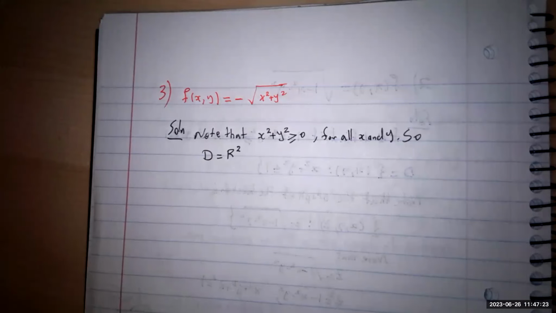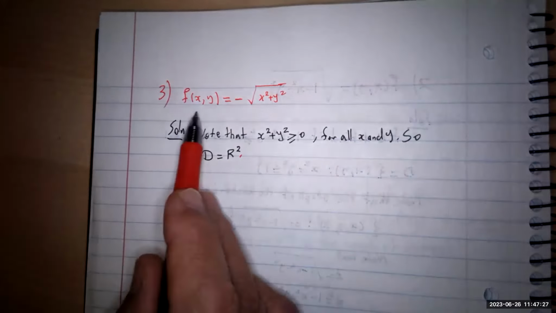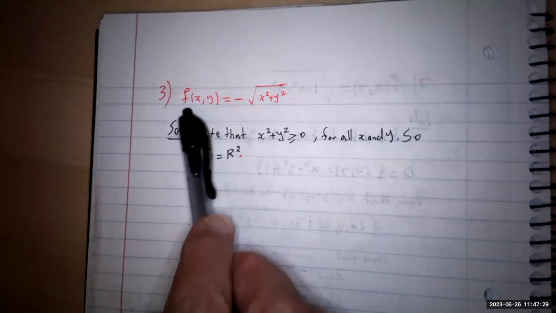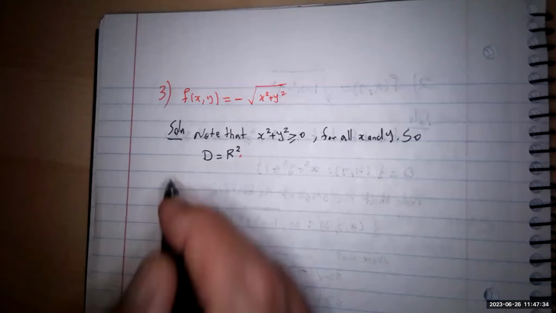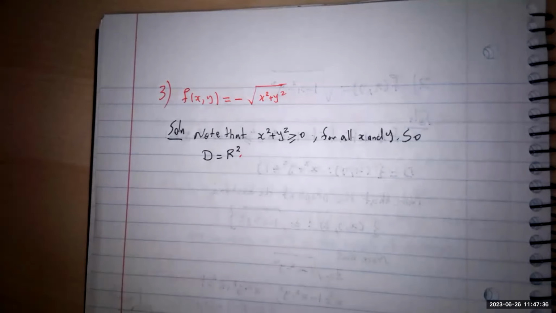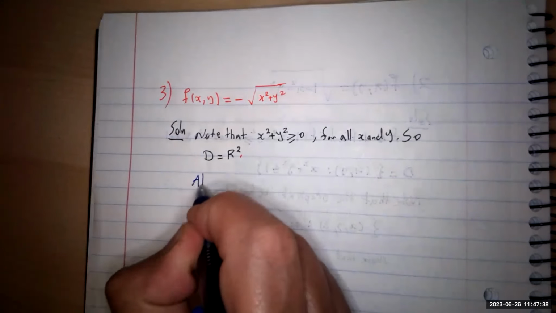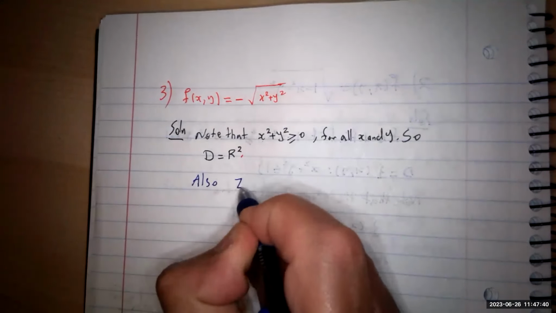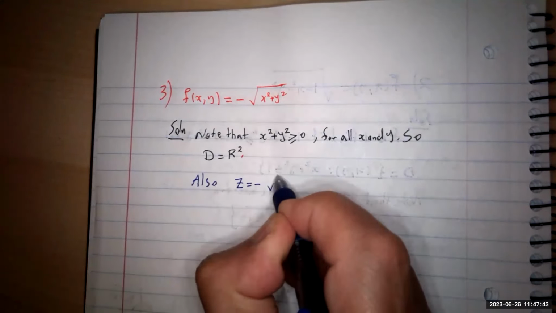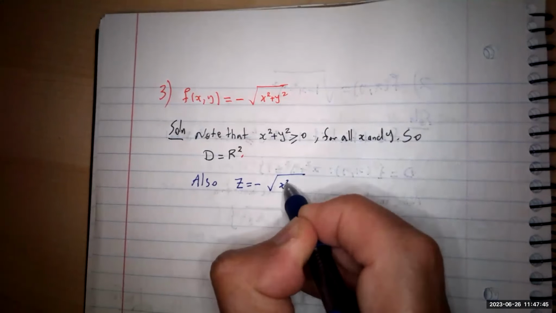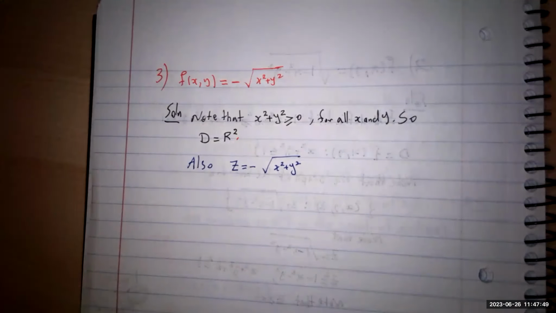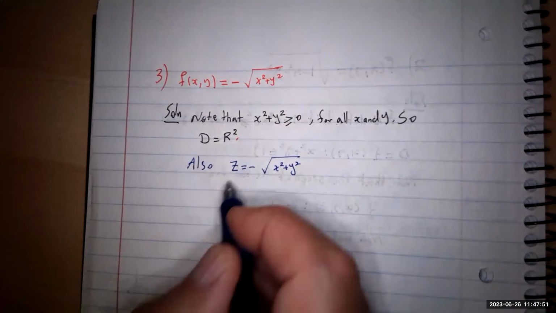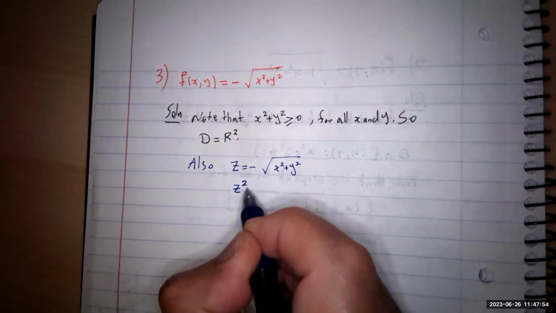Range. Let's say I'm going to describe the range. For the range of the function, I give another method. You just introduce this one like a z. So also get the description. You have z equal to the negative square root of x squared plus y squared. You want to get the description of this. So as usual, square it. That gives you z squared.